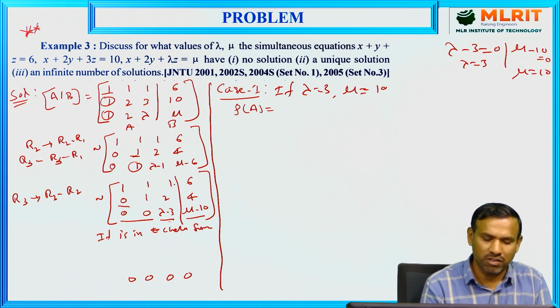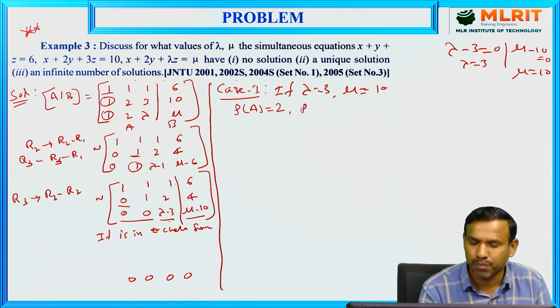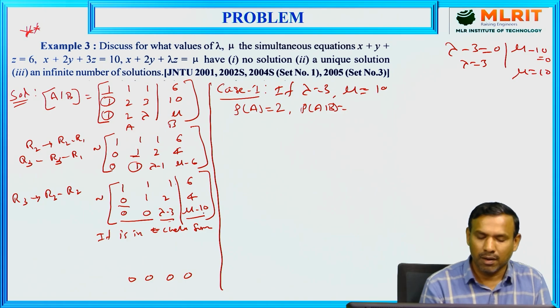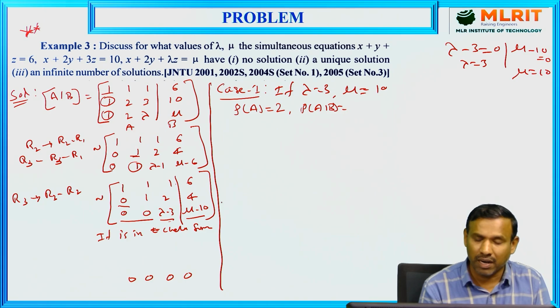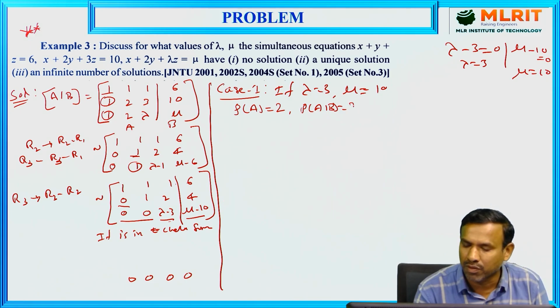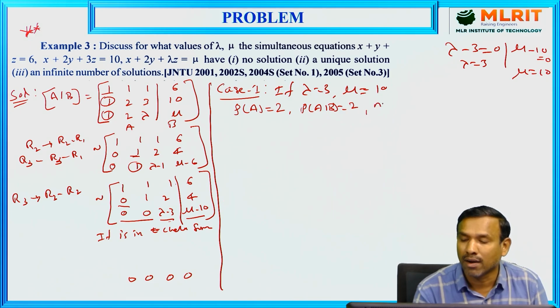So first two rows non-zeros, last row lambda is equal to 3, 3 minus 3 is 0, a 0 row. Rank of A is 2. Now rank of A by B. Here mu is equal to 10, this is also becoming 0, lambda is equal to 3, this is also becoming 0. So definitely the last row is a 0 row, that is, rank of A by B is equal to 2. But unknowns are 3. Here rank is less than n.